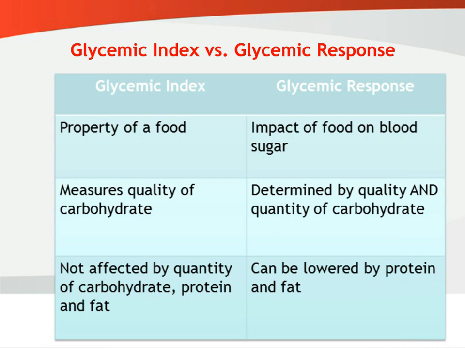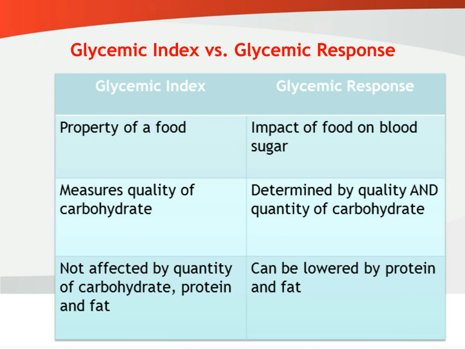I'll start with glycemic index. It is a property of a food, and it measures the quality of carbohydrate in that food. And it is not affected by the amount of carbohydrate, protein, or fat. And the glycemic response is different. That is the impact that a food has on your blood sugar, and it's more of a property of a person. So the glycemic response is determined by the quality of the carbohydrate as well as the quantity, or how much you eat in one sitting. And the glycemic response can be lowered by adding protein or fat to the food.